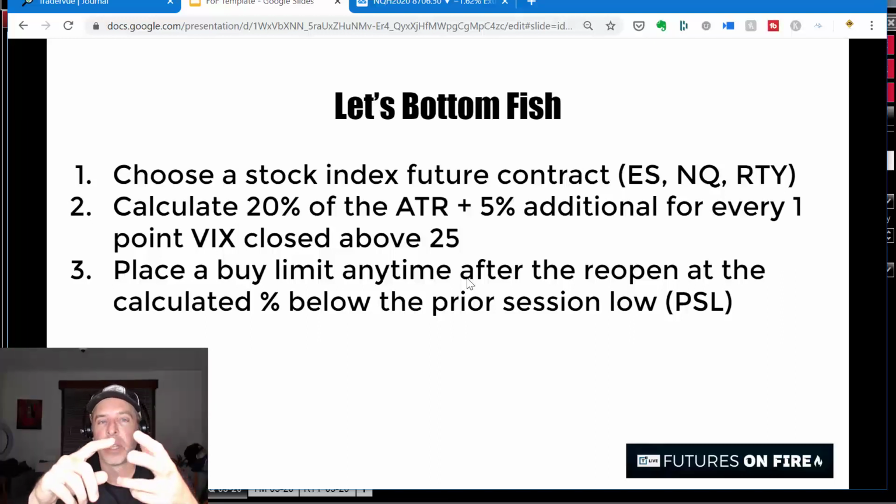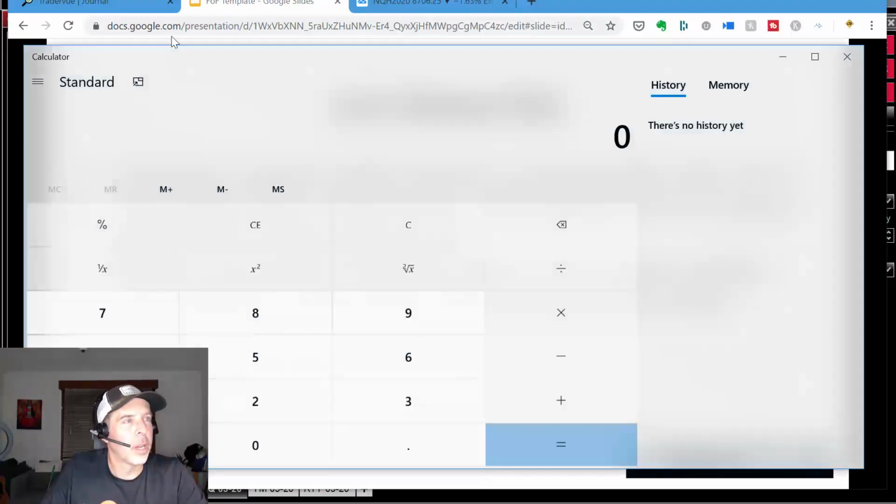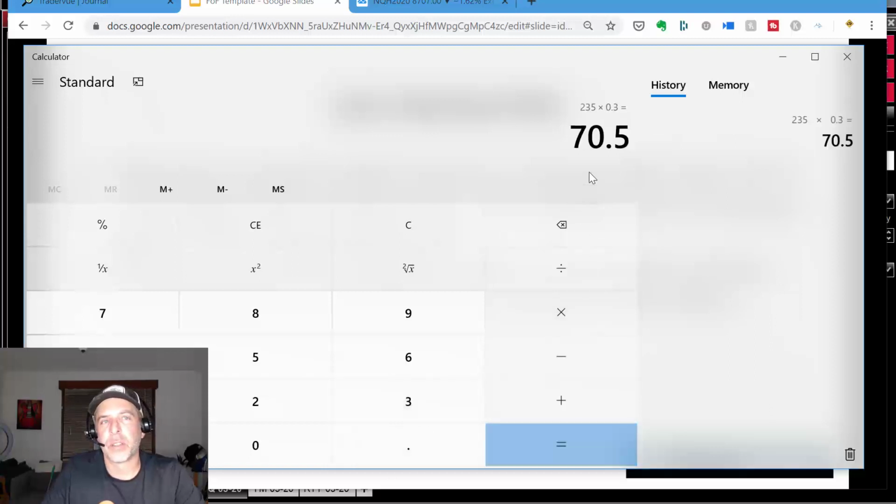All right. VIX is over 25. It's actually at 27. We're going to take 30% of our 7-day ATR. Our 7-day ATR was 235. So since I went to California schools, as I often say, I'm going to grab the calculator. I'm going to come over here and I'm going to say 235 times 0.3 is going to give me my level, which is 70. Let's just call it 70 points. Okay, that's a number I can kind of get a hold of.